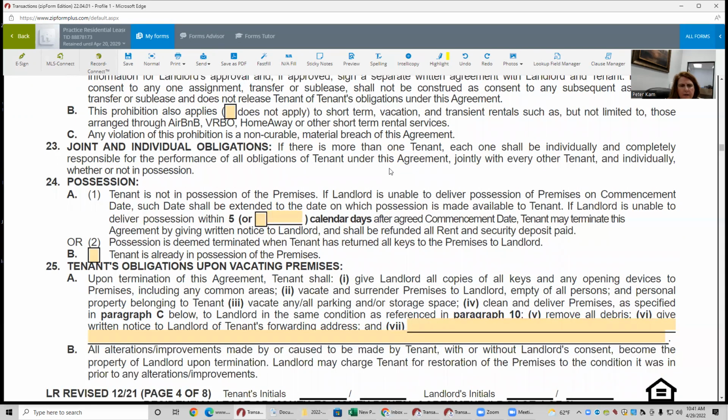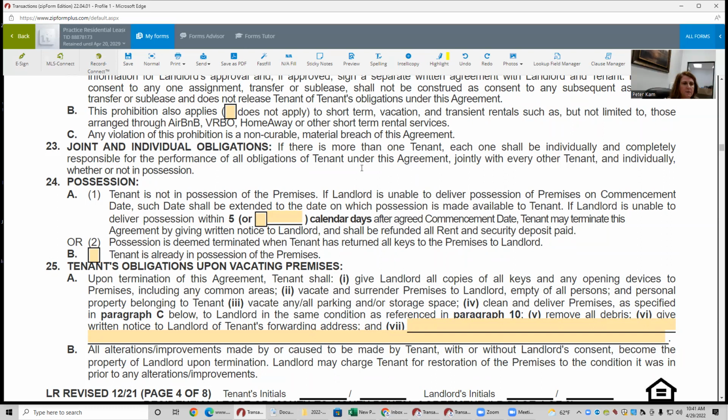Peter, are you here? Peter? Yes. Okay. So if we have four young students that rent and one's not paying rent, the other 3 need to make it up, correct? Yes, that's good. Definitely. Okay. It's jointly and severally responsible.